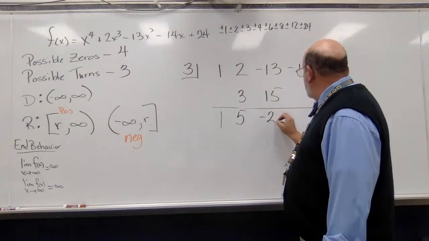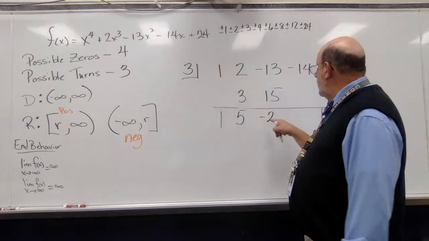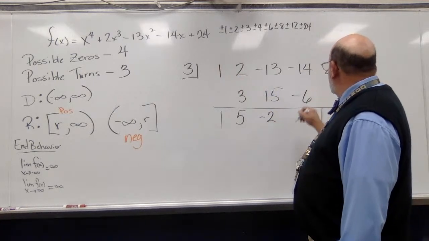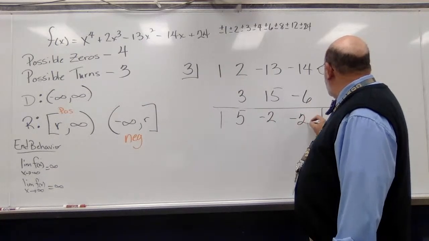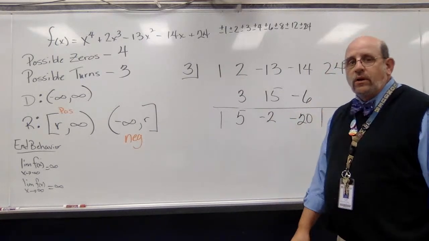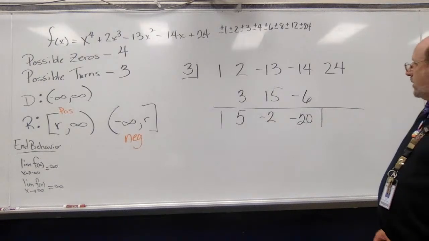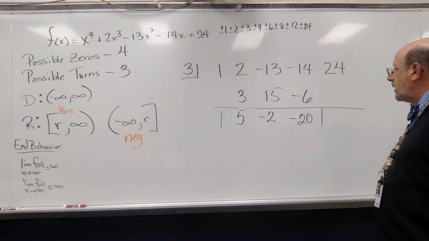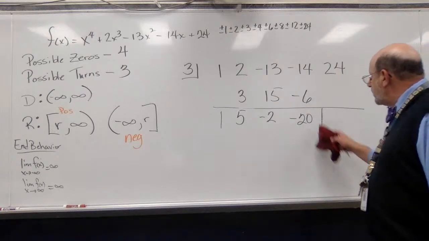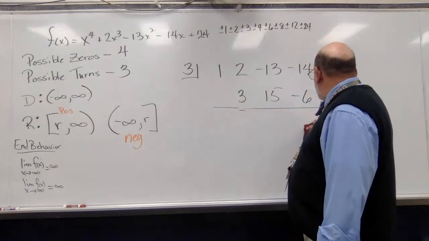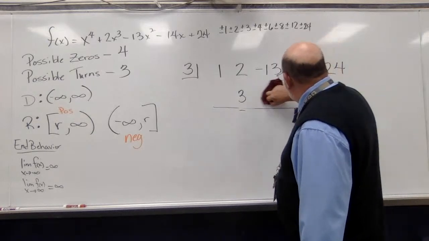Negative 2. All right, 3 times negative 2 is negative 6. Negative 20. No good. Oh, well. Let me do that right. I'm just checking my work real fast. I did it right. Negative 60 doesn't help me. So let's go ahead and try another value. Isn't this fun? All right.